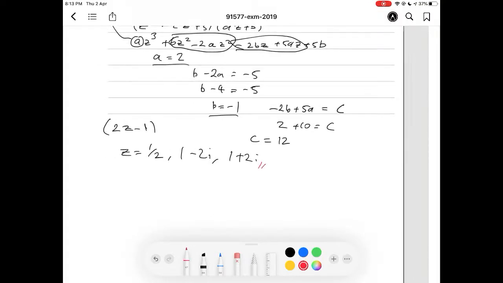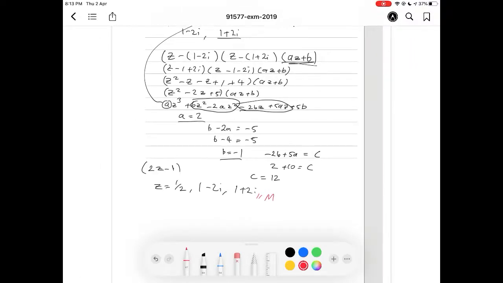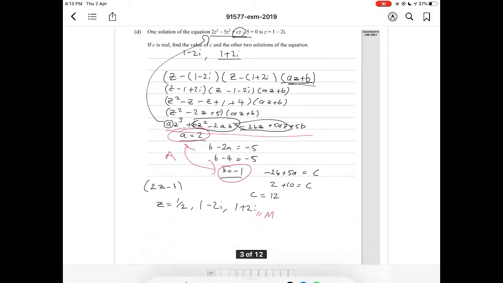This is definitely a merit question. It's always been a merit question in past year papers, so I'm pretty confident on this one. In terms of getting your achieved grade, I'm thinking if you can expand it to this step, or by finding b equals negative 1 and a equals 2, that would be enough to get you an achieved.